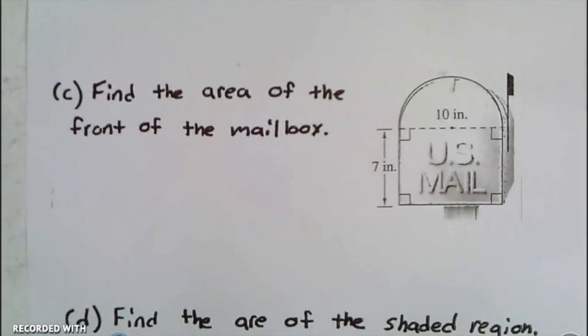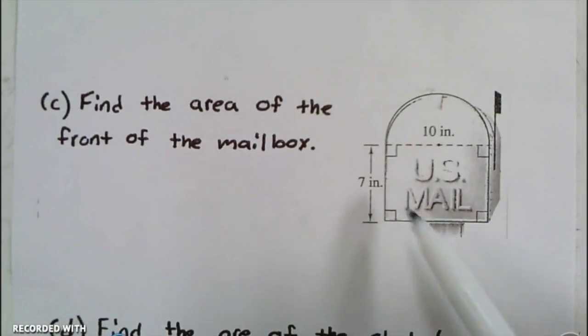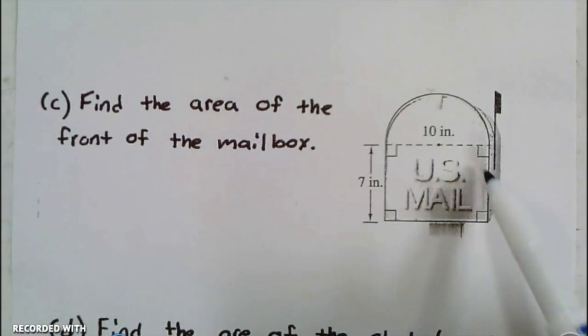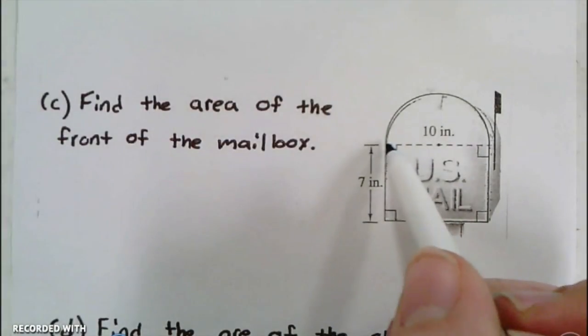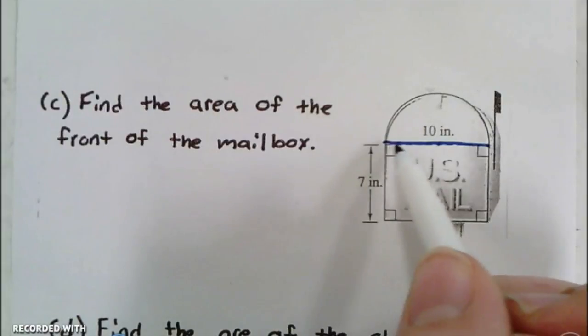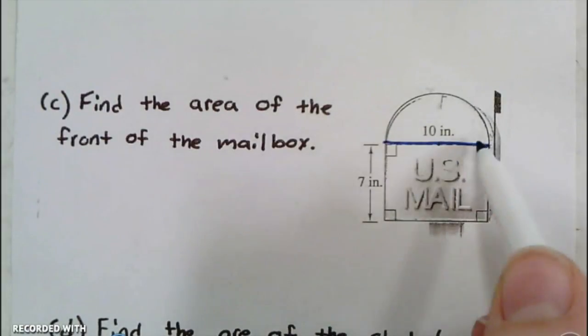All right, another type of question. Find the area of the front of the mailbox. So in this case, I need to break this down into smaller pieces. So this shape right here is made up of a rectangle and a semicircle. I'm going to find the area of each. Let me start by finding the area of the semicircle.